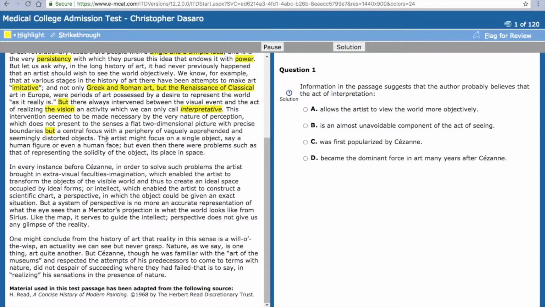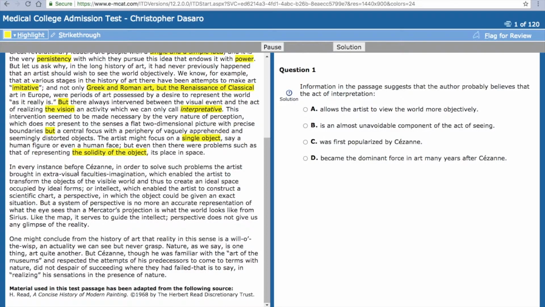Continuing, the artist might focus on a single object, say a human figure or even a human face, but even then there were problems such as that of representing the solidity of the object and its place in space. Okay, so the artist might focus on a single object. Here are some examples. But even then there were problems, such as representing the solidity of an object, so I guess there are just problems in depiction. Okay, so let's see how we continue from there.